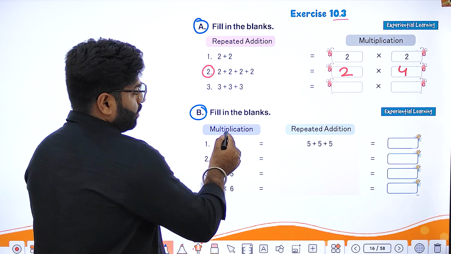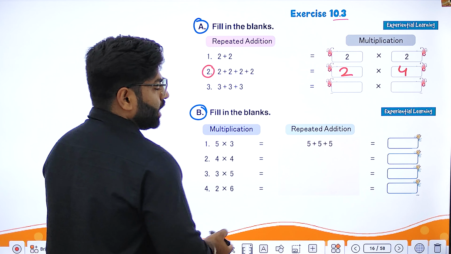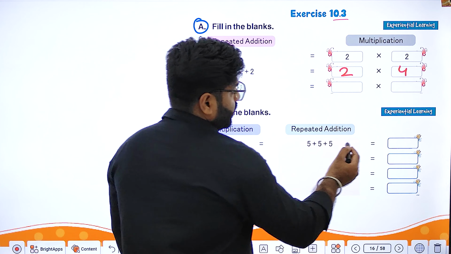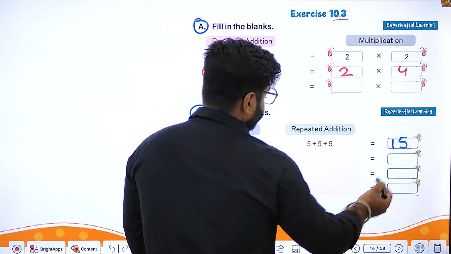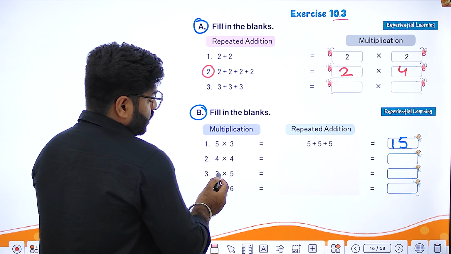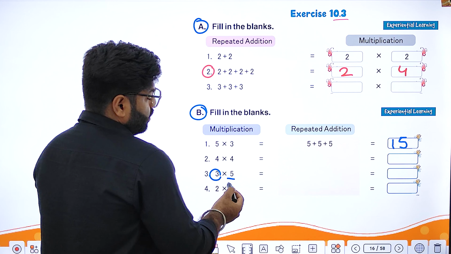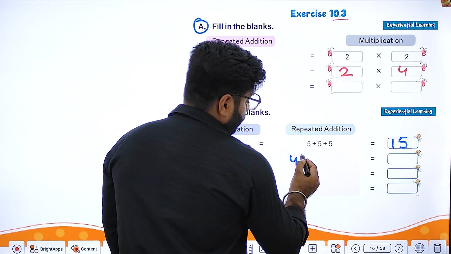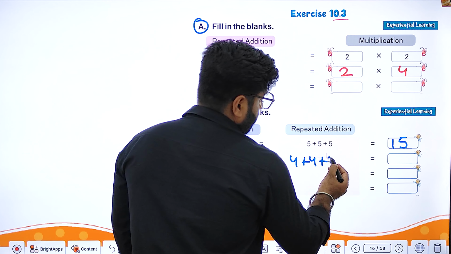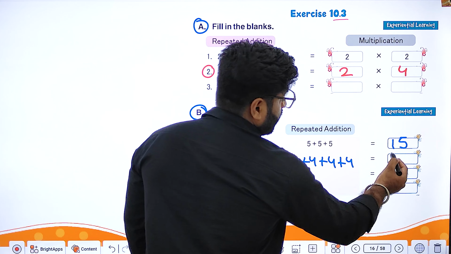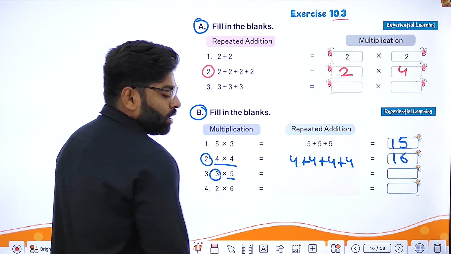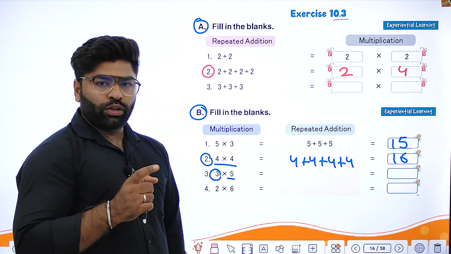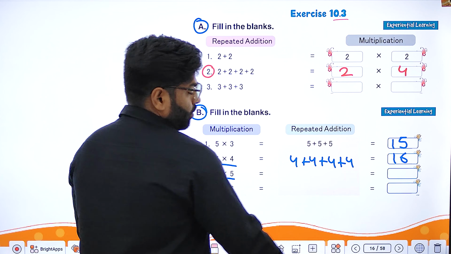Fill in the blanks, multiplication, repeated addition, and we have to write the answer. Just like 3 5s are 15. 4 4s are 16. So we are going to add 4 times in repeated addition. Clear? In this way, you are going to solve it. Now come to our next part.